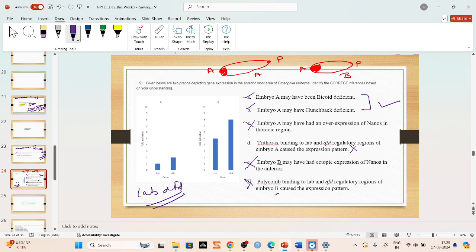So always remember, trithorax is responsible for gene expression or gene activation, and polycomb is involved in gene repression. If trithorax would have been expressed here, then the expression should be even more. And if polycomb would have been expressed here, the expression should be less. So in this way, this question was solved.